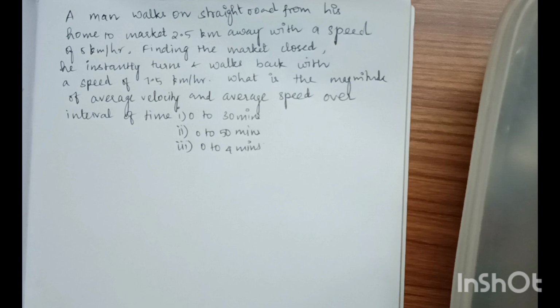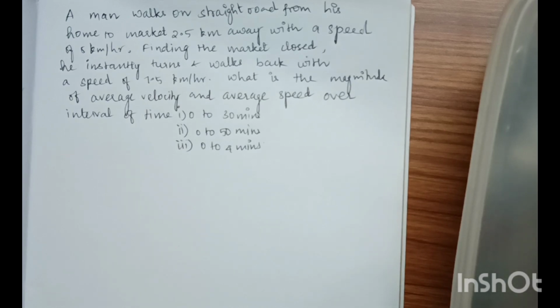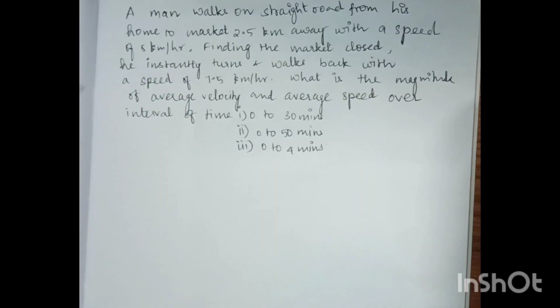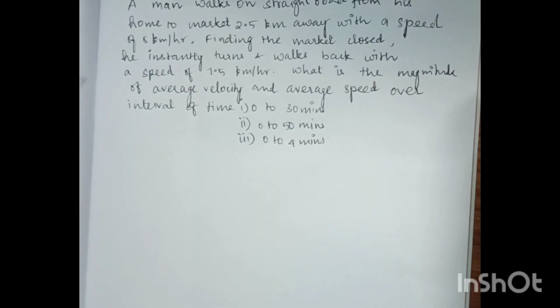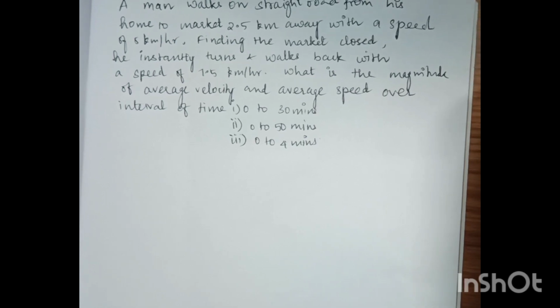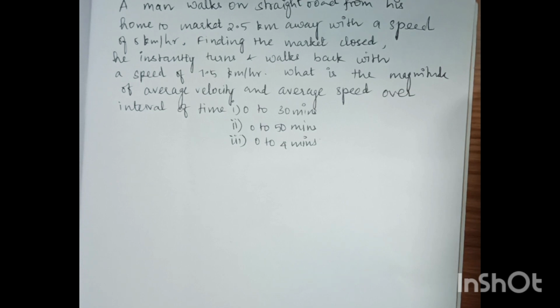Next question. A man walks on a straight road from his home to market 2.5 km away with a speed of 5 km per hour. Finding the market closed, he instantly turns and walks back with a speed of 7.5 km per hour. What is the magnitude of average velocity and average speed of the man over the interval of time 0 to 30 minutes, 0 to 50 minutes, 0 to 40 minutes?